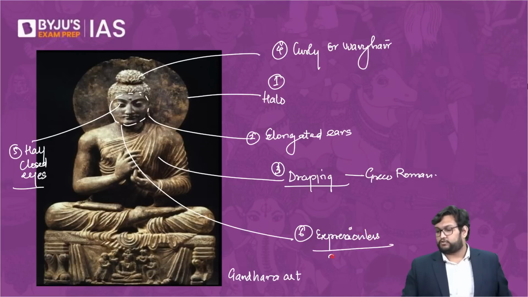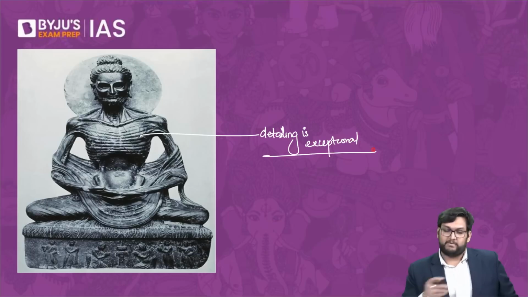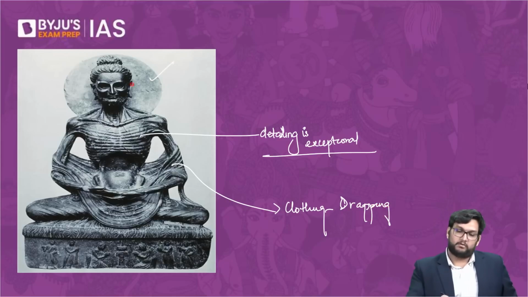Expressionless or stoic. If you go to the image which is called the meditating Buddha or the starving Buddha, the level of detailing is exceptional. Draping means how he is holding this. Draping means clothing. Here again, halo, half closed eyes, expressionless, elongated ears, curly hair.